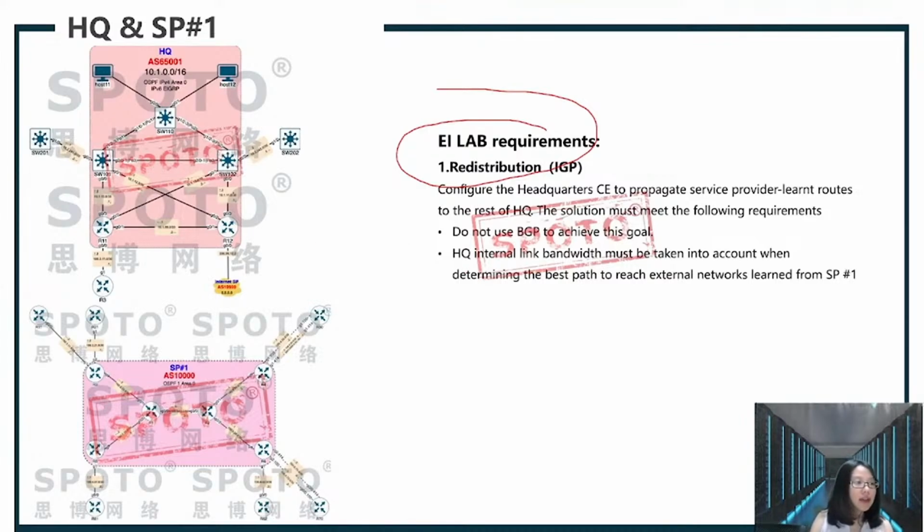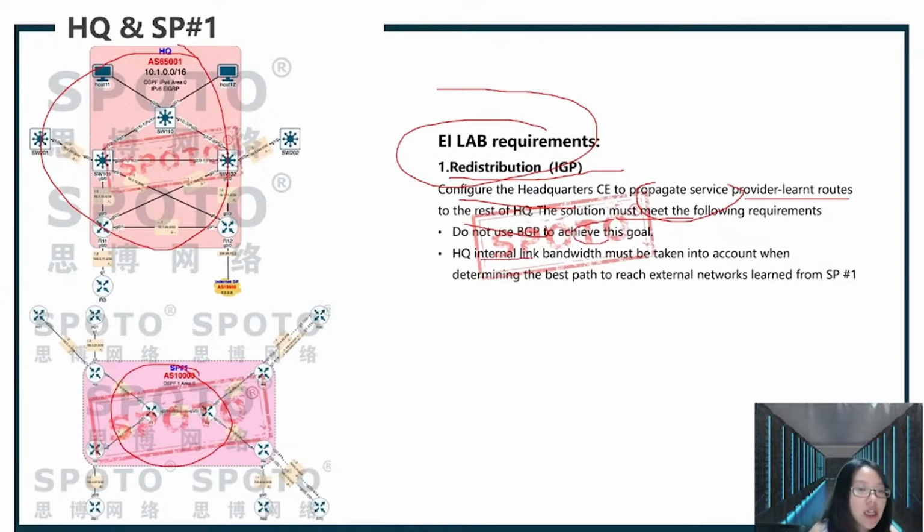Okay, so this topology is HQ, and this is the service provider one. So let's see the requirement first. It's mainly about redistribution. So we need to configure the HQCE to propagate service provider link routers to the rest of HQ. The solution must meet the following requirements. Okay, so don't use BGP to achieve this goal.